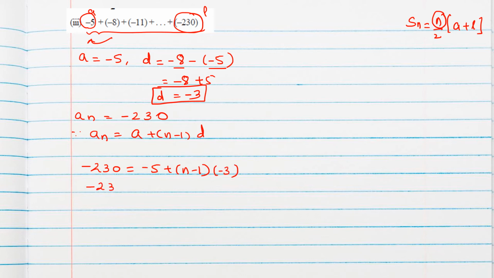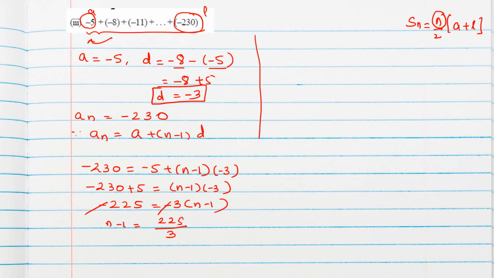So minus 230, this minus 5 we can shift here, plus 5, equals n minus 1 into minus 3. So this will give minus 225 equals minus 3 into n minus 1. This minus we can cancel. So now n minus 1 will be 225 by 3. We can cancel by 3: 3 7s are 21, and 3 5s are 15. So n minus 1 equals 75. That gives n equals 75 plus 1, that is 76.